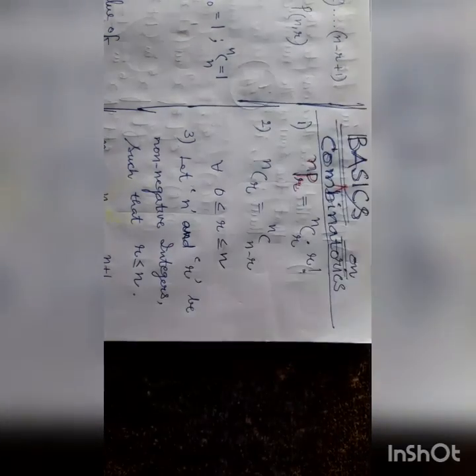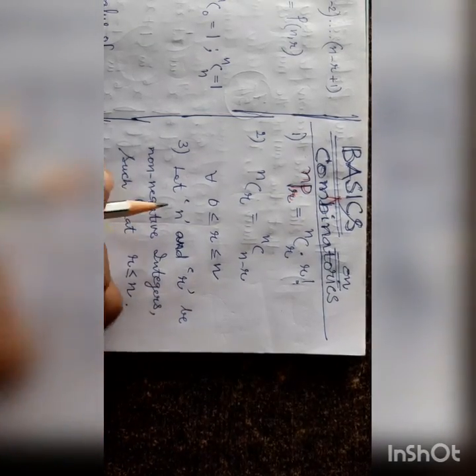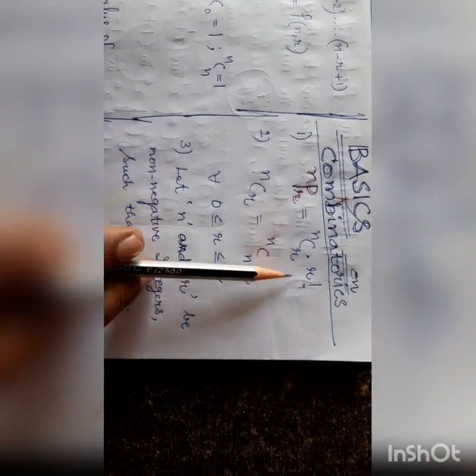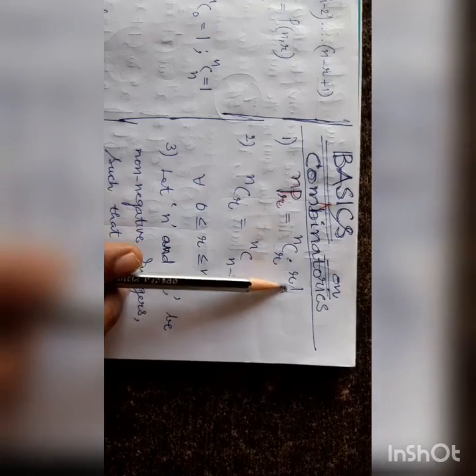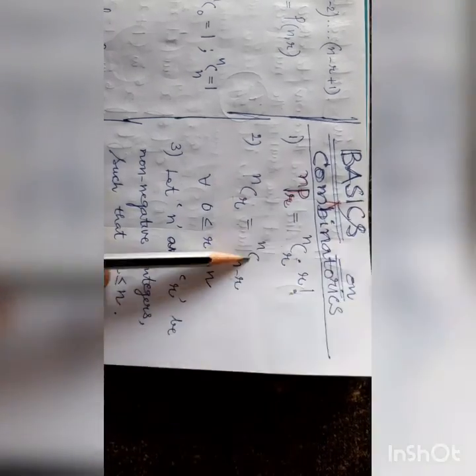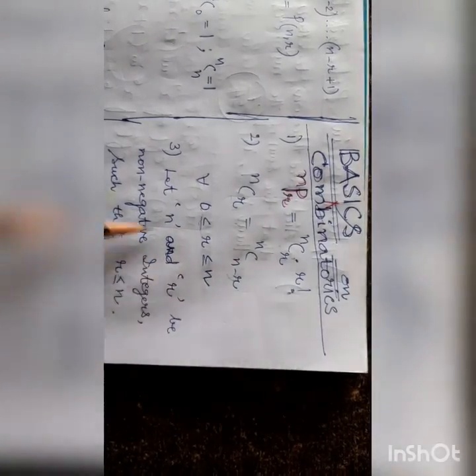My dear students, these basics you must learn. You must follow these basics. Basics on combinatorics. nPr equals nCr into r factorial. nCr equals nC(n minus r), for all r between 0 and n.